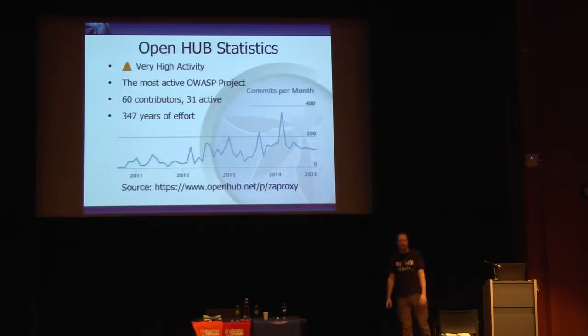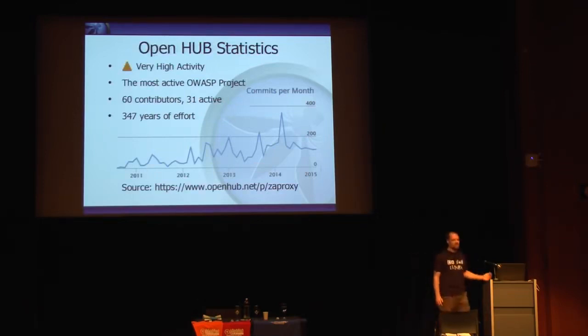Got a few more statistics for you. There's a site called OpenHub, and ZAP is counted as very high activity on there, right up there with the Linux kernel and Firefox. So it is very active. It's the most active OWASP project on there.